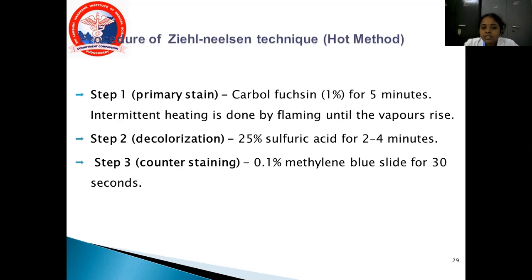And coming to the second step, we add the decolorizing agent. For TB, we use 20 or 25% sulfuric acid for 2 to 4 minutes. And step 3 is counterstaining, using 0.1% methylene blue on the slide for 30 seconds.